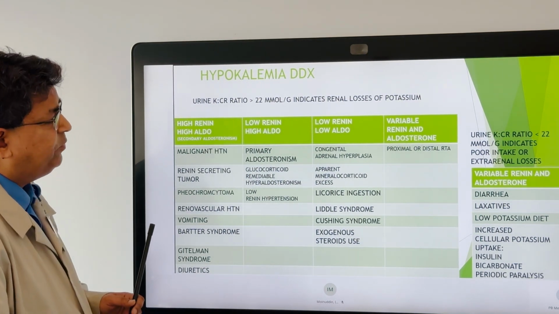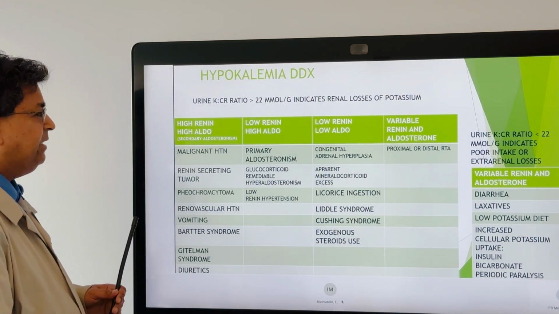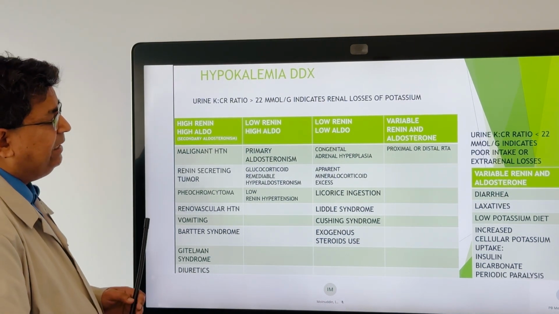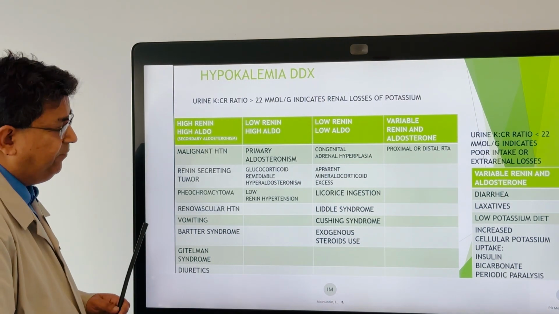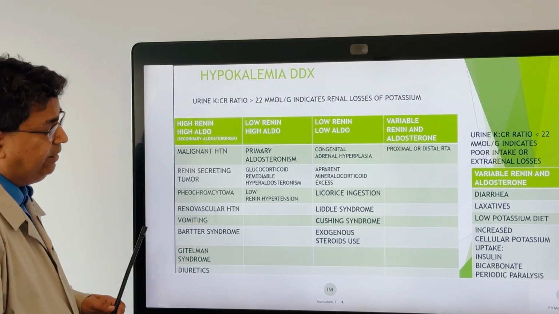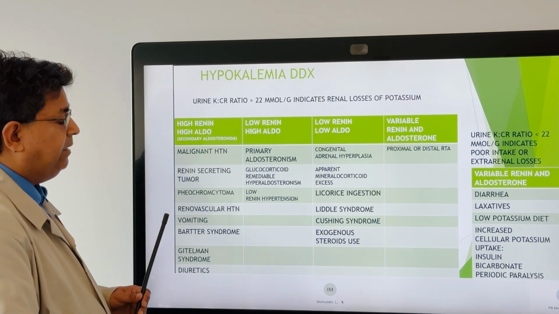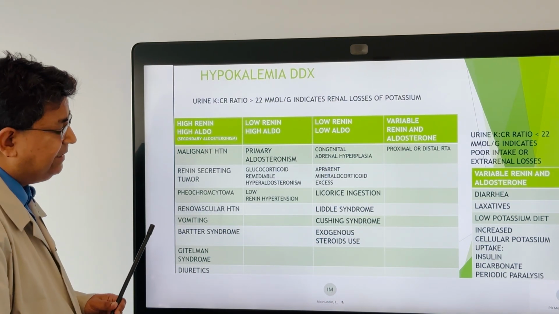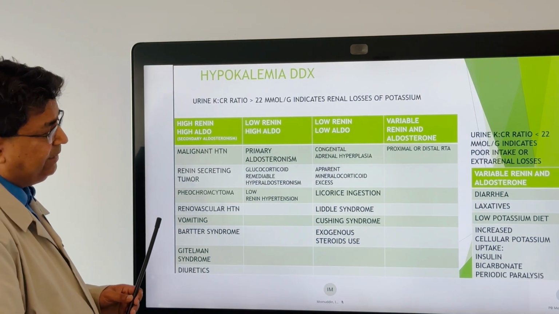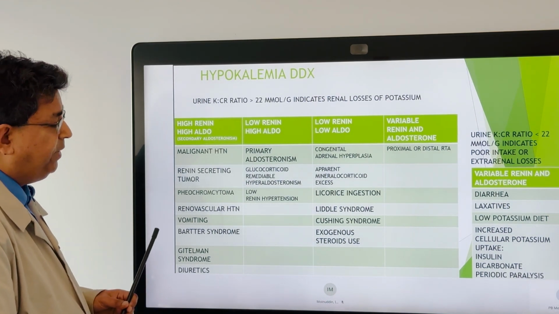If the urine potassium to creatinine ratio is less than 22 millimoles per gram, this would be consistent with poor oral intake or extrarenal loss. Typically in this situation, the renin-aldo can be variable, and the clinical scenario that is usually relevant would be such as diarrhea, laxatives, low potassium diet, or increased cellular potassium uptake, as in with insulin, bicarbonate, or periodic paralysis.